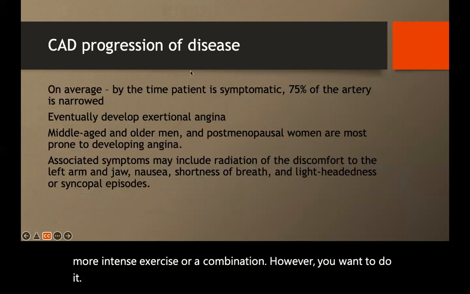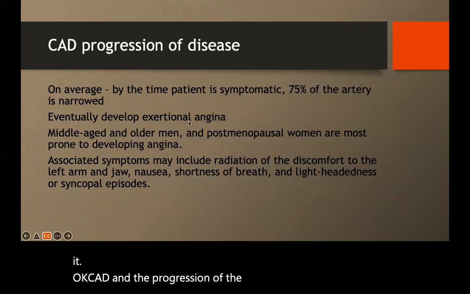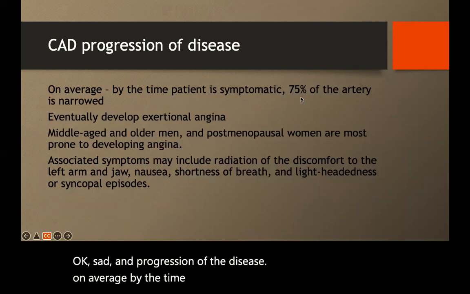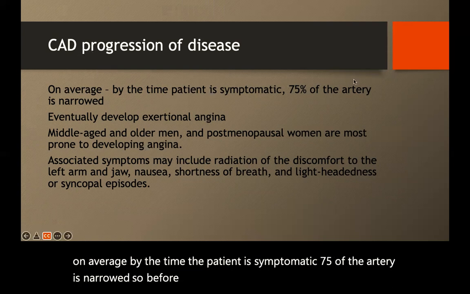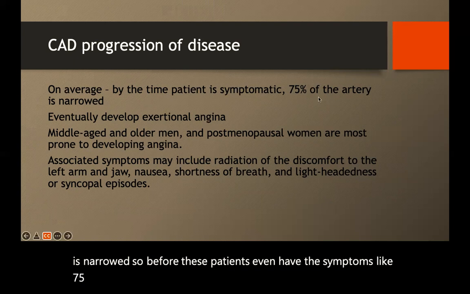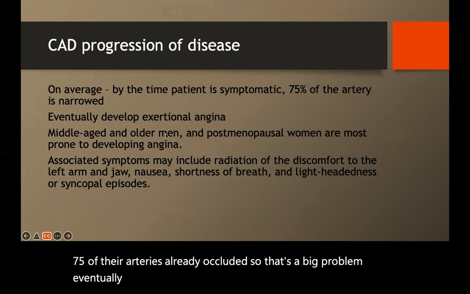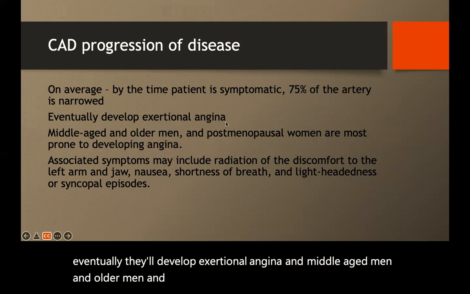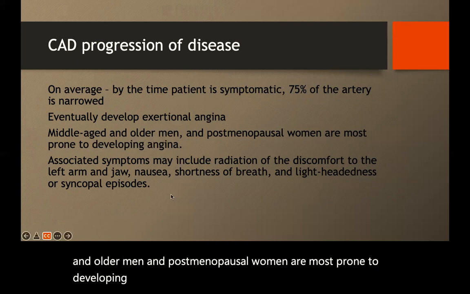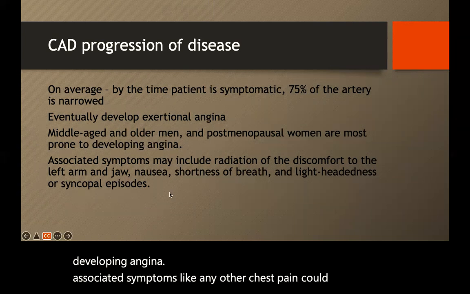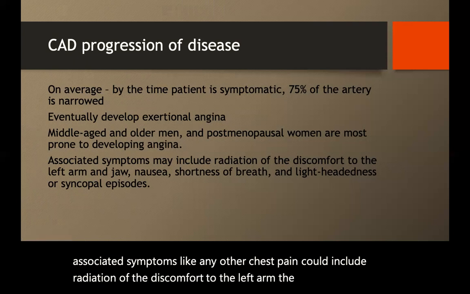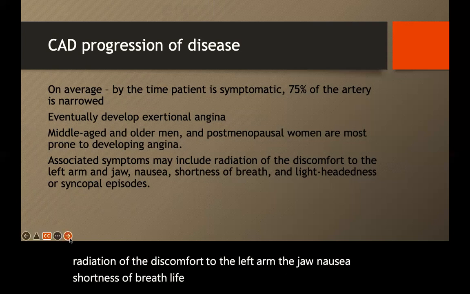Okay, CAD and the progression of the disease. On average, by the time the patient is symptomatic, 75% of the artery is narrowed. So before these patients even have the symptoms, like 75% of their artery is already occluded. So that's a big problem. Eventually, they'll develop exertional angina, and middle-aged men and older men and postmenopausal women are most prone to developing angina. Associated symptoms, like any other chest pain, could include radiation of the discomfort to the left arm, the jaw, nausea, shortness of breath, lightheadedness, and syncopal episodes.